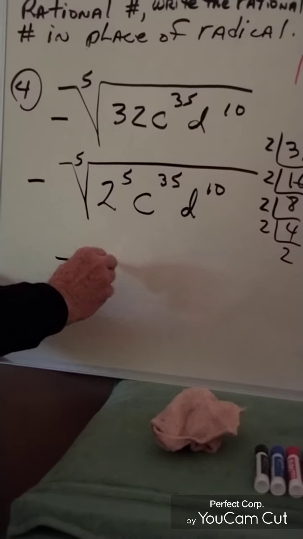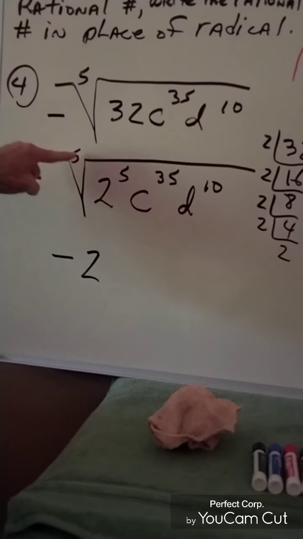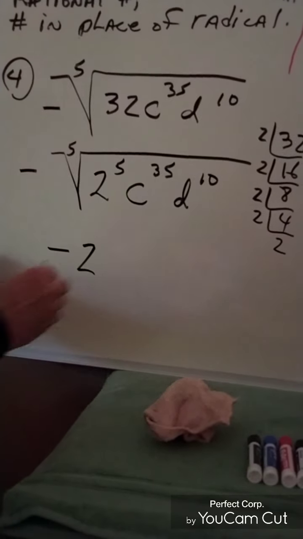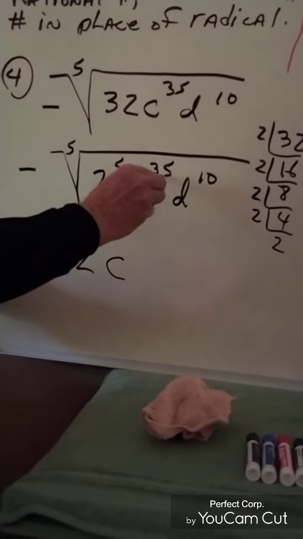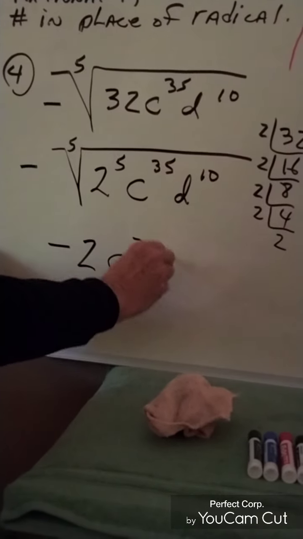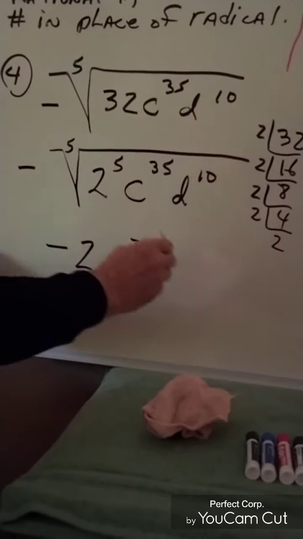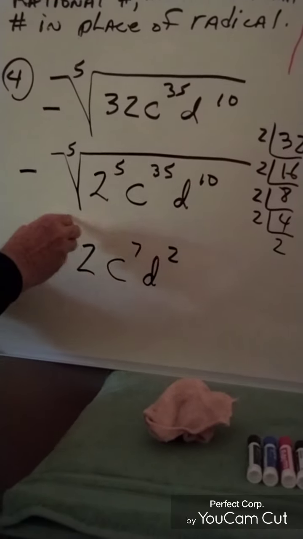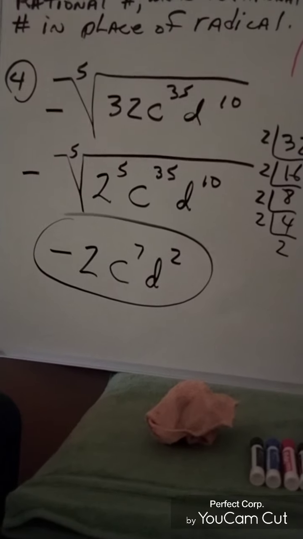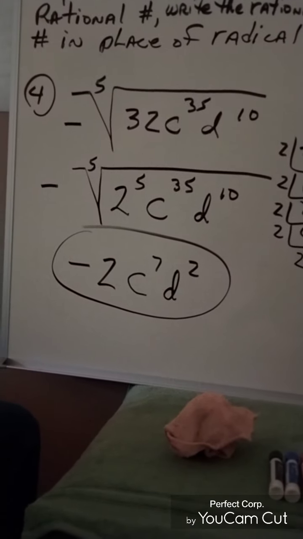Bring down that base of 2. 5 divided by 5 is 1, so we'll just leave it 2. Bring down the c. 35 divided by 5 is to the 7th. Bring down the d. 10 divided by 5 is to the 2nd. The entire answer, -2, c to the 7th, d to the 2nd.